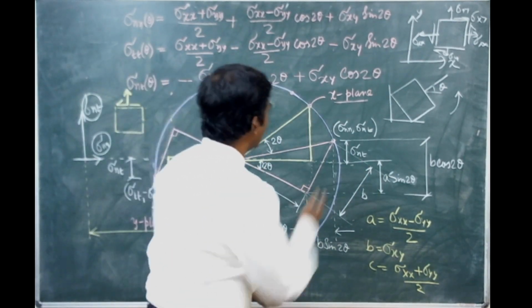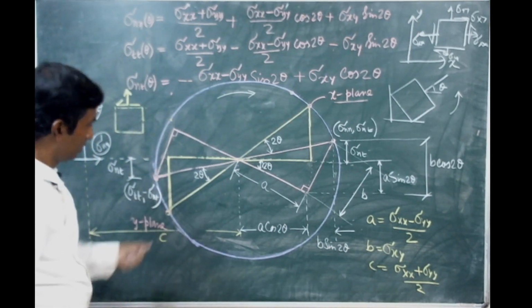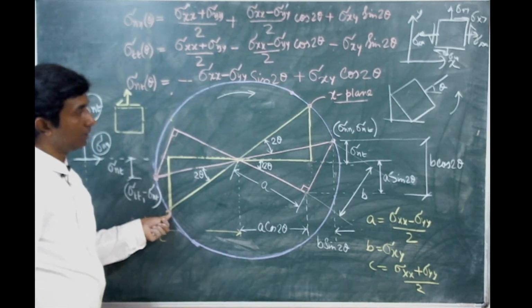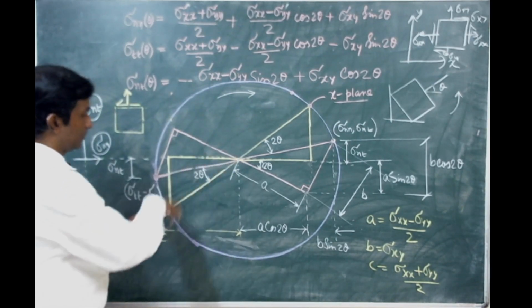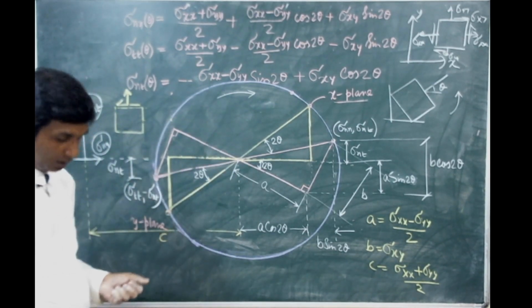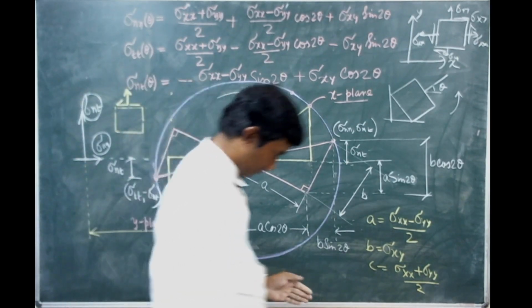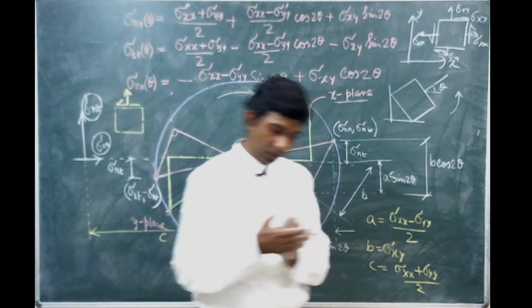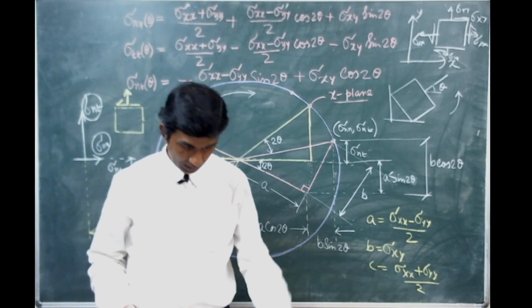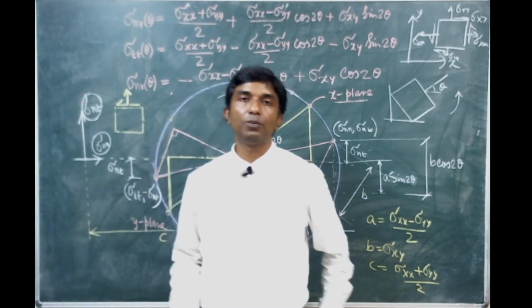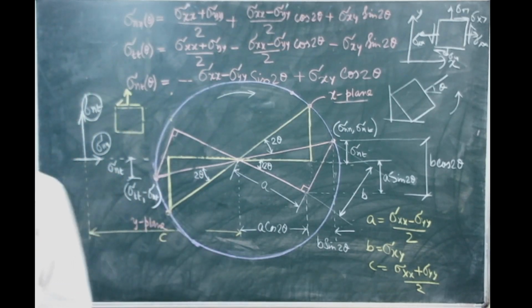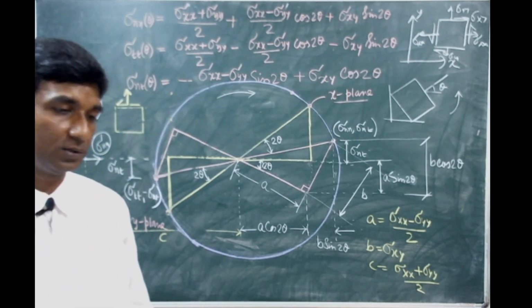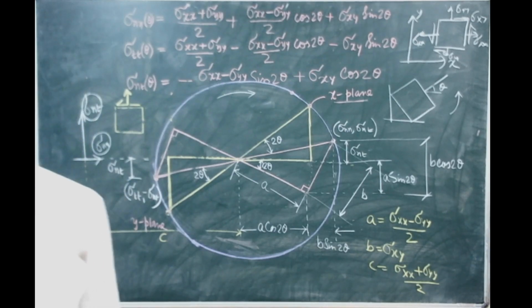When you talk about the other plane, here the y plane, you get the same expression but with a negative sign. So you now have two options. One is the mathematical way of calculating the transformed stress components, and the second is the geometric way of deriving or computing the stress components. Now let us see.